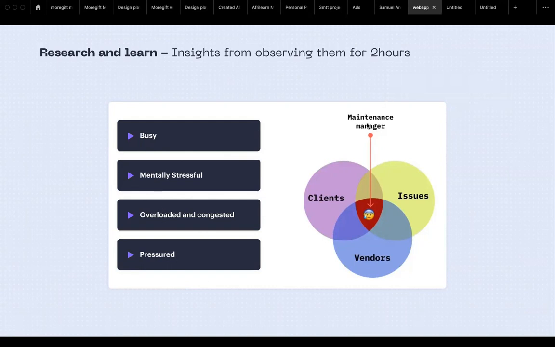You can see this is the maintenance manager here in the middle. He's caught up. His life is in between clients, issues, and vendors. This is very stressful for him. So this is your user. This is the user I'm working for, to resolve his problem and reduce the stress from this point.